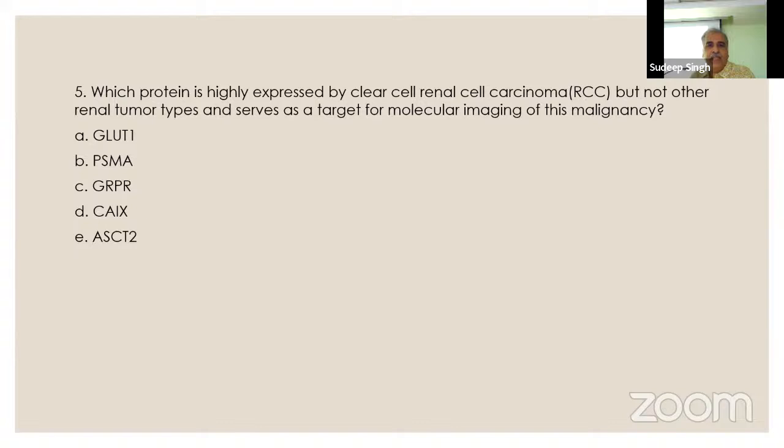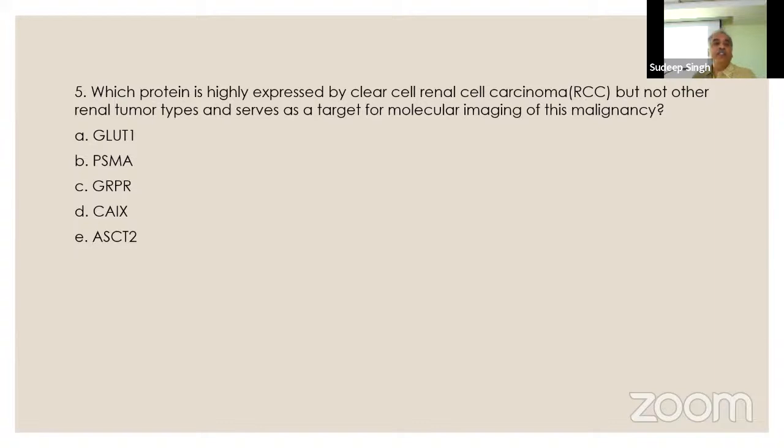Which protein is highly expressed by clear cell carcinoma, but not other renal tumor types, and serves as a target for molecular imaging of this malignancy? GLUT1, PSMA, GPR, CA9, and ASCT2. No, for renal cell carcinoma, PSMA. Which protein is highly expressed?